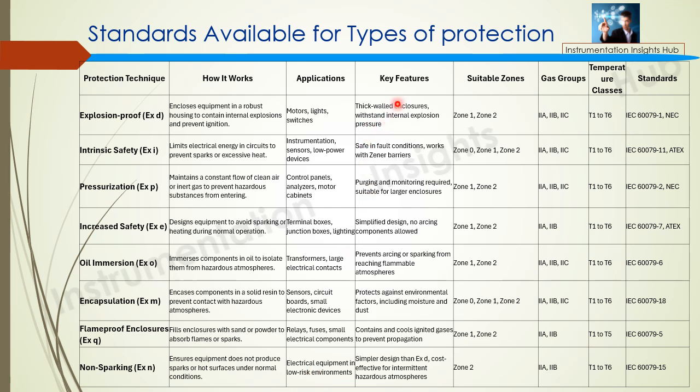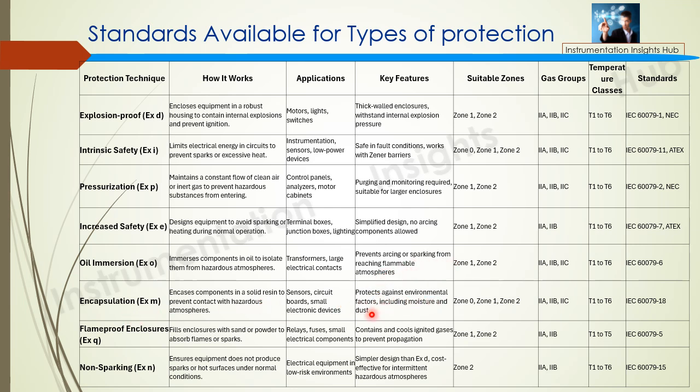Key features, how we achieve that. Explosion proof: thick walled enclosure withstands internal explosion pressure. Intrinsically safety: safe in fault condition, works with Zener barriers. We use Zener barriers, right? Pressurization: purging and monitoring required, suitable for larger enclosures. Increased safety: simplified design, no arcing components allowed. Oil immersion prevents arcing or sparking from reaching the flammable atmosphere.